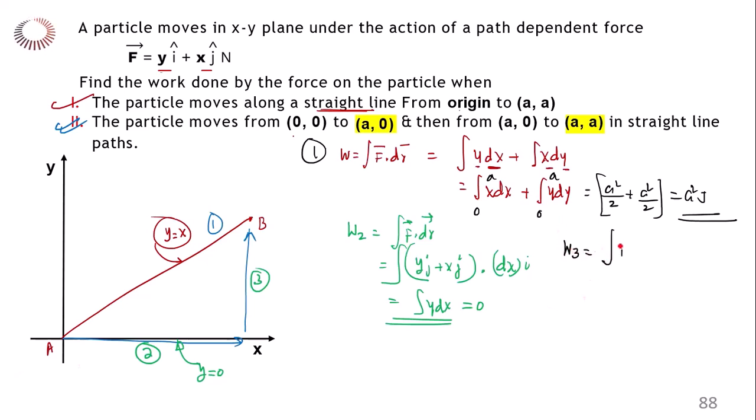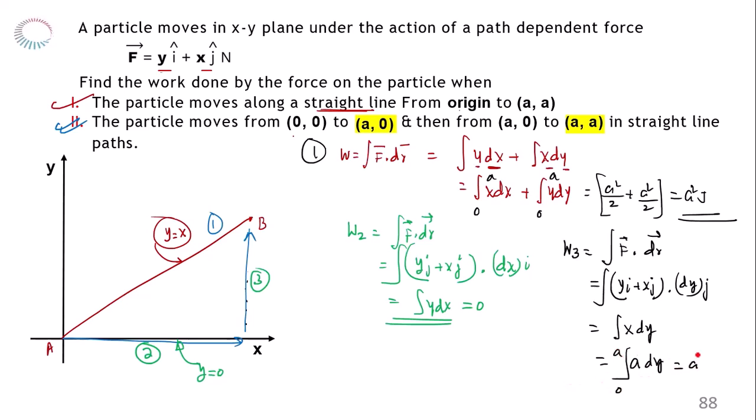So I should write the integration of F dot dr, and dr vector should be written as dy j. So (yi plus xj) dot dy j. Why? Because I am moving along path number 3, which is a vertical line, that means along the y direction. So only the integration of x dy remains. Now I know that for path number 3, at each and every point the value of x is constant. What is the constant? That is a. So simply I can write a times dy. So a comes out, the integration of dy with limits from 0 to a. So the answer is a squared.